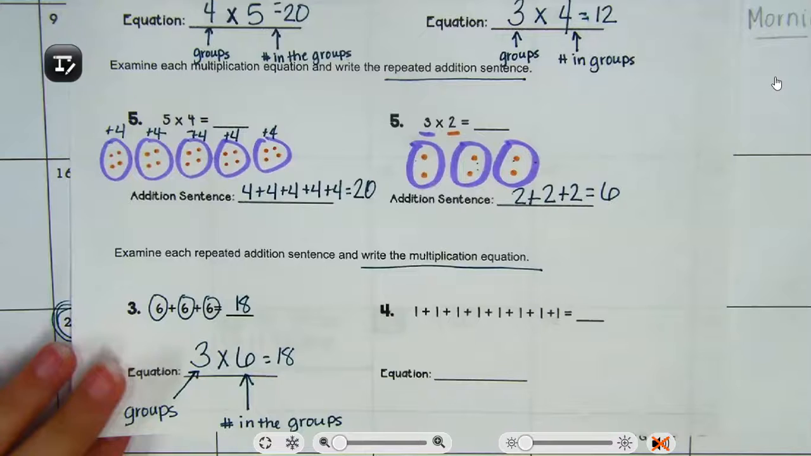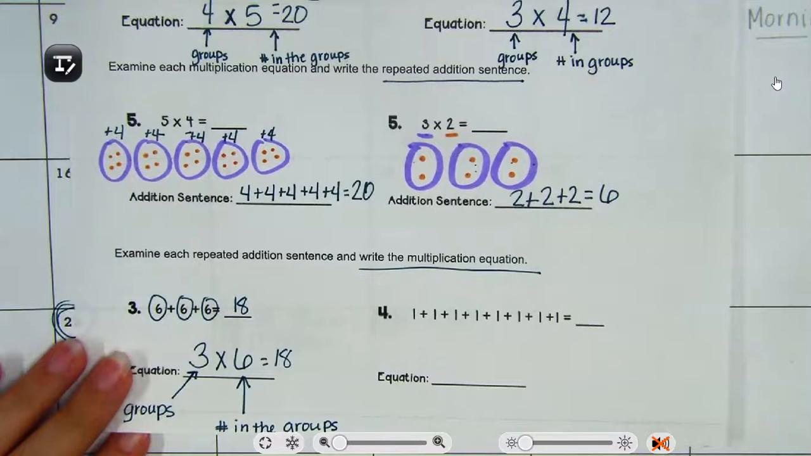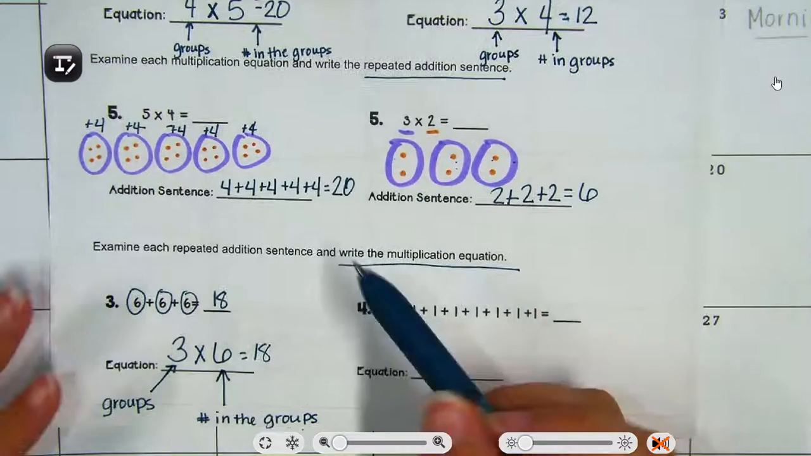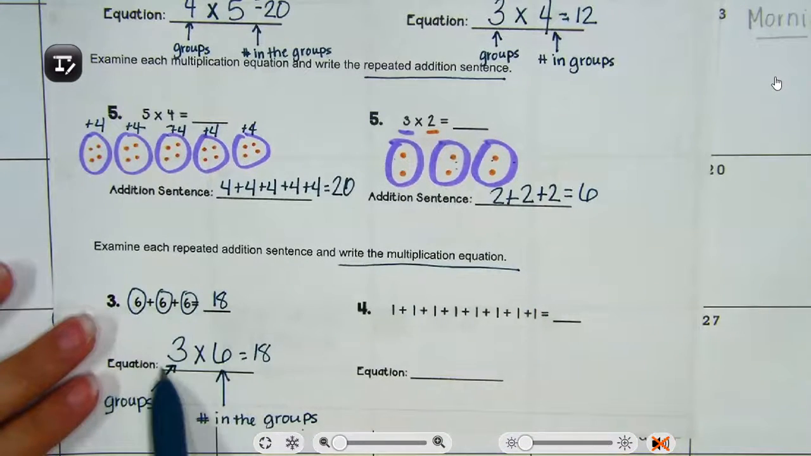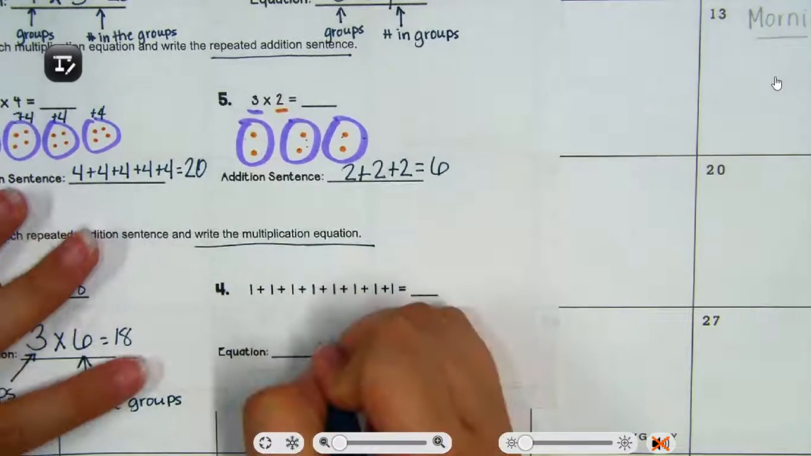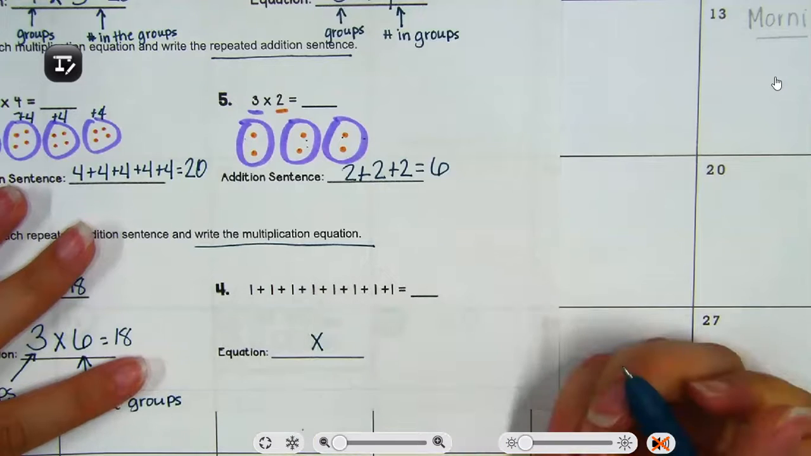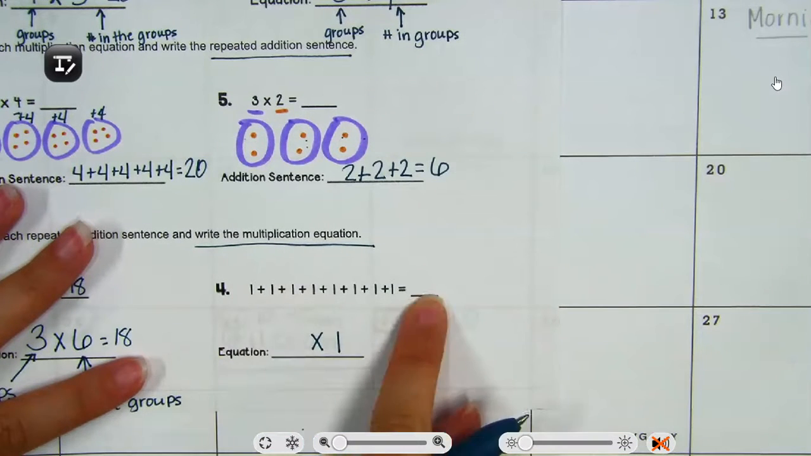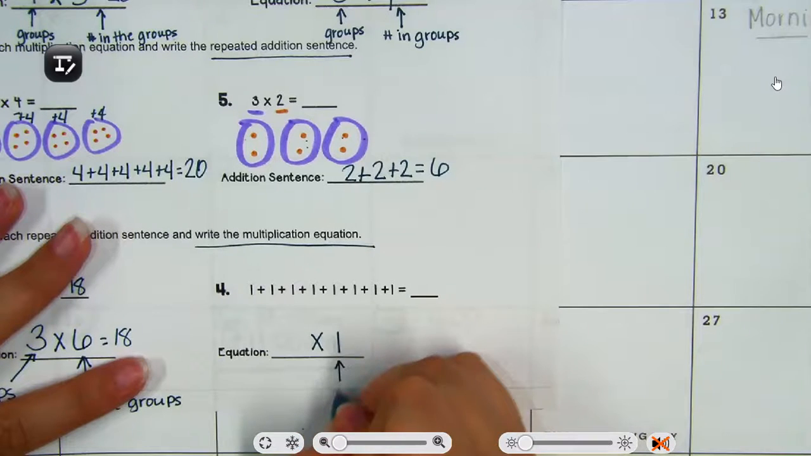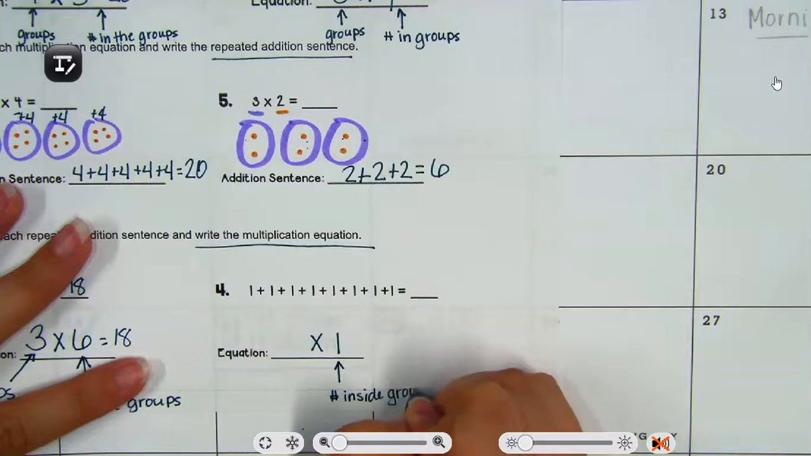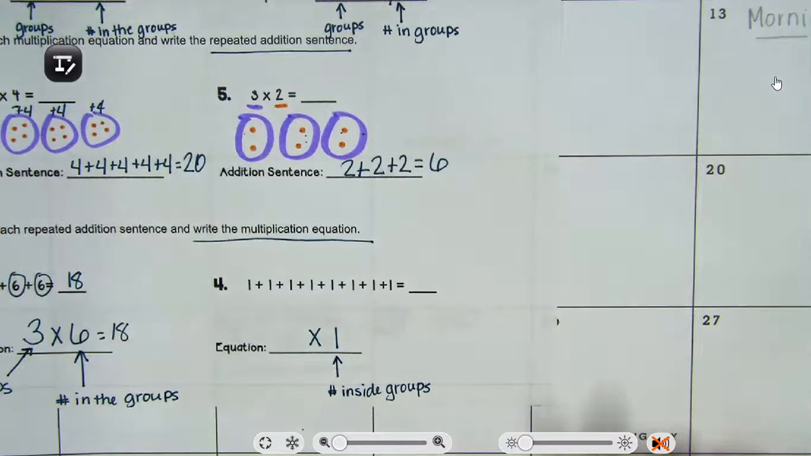So remember, guys, multiplication is about finding the total of equal groups. Okay, finding the total in the equal groups. Instead of just adding, instead of just going 6 plus 6 plus 6, there's a shorter way by multiplying. So let's look at this one. So I know that to the right of my multiplication sign, I'm going to have 1, because what I'm adding is telling me the number inside groups.